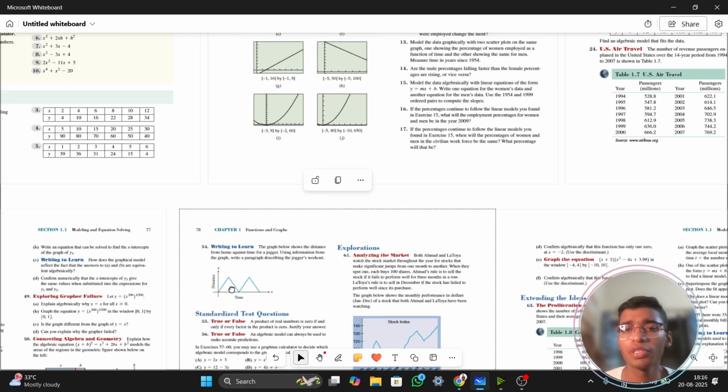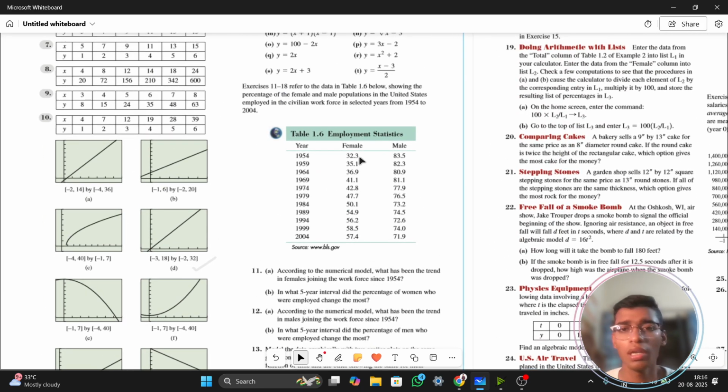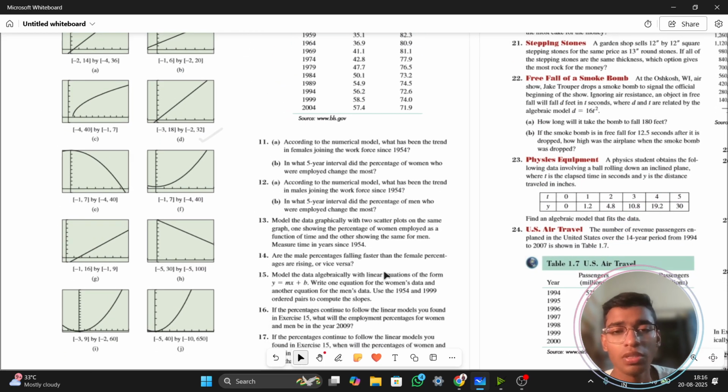Coming to the next portion, which is important, we are done with this. Now we have tabular data. Again, they are asking you the trend here. What you need to do is plot this tabular data on the graph and see what trend is being followed. Like in females, it is increasing, increasing, increasing. In males, it is decreasing. So the employment has been increasing for females from 1954 to 2004, but it is decreasing continuously for males from 1954 to 2004.